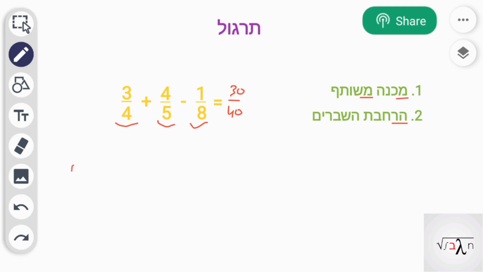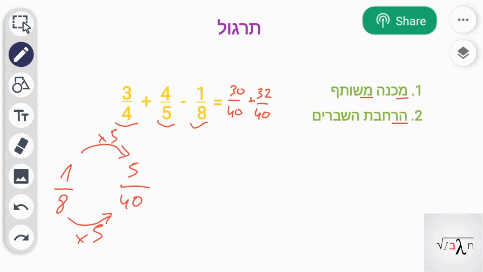Let's move on to the second fraction, 4/5. To extend the denominator to 40, we'll have to multiply by 8. And we'll do the same for the numerator. 4 times 8 equals 32. Now the last fraction, 1/8. To extend the denominator to 40, we'll have to multiply by 5. And we'll do the same for the numerator. And we got 5 over 40.